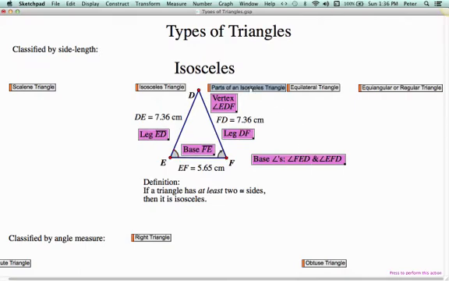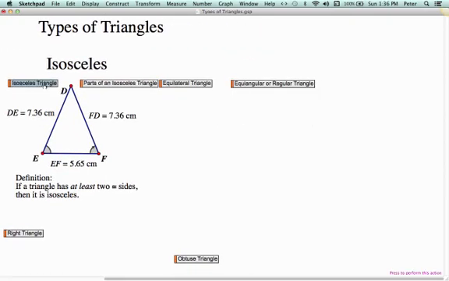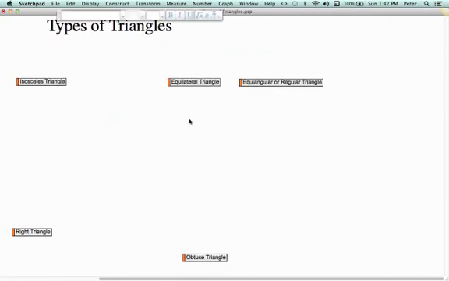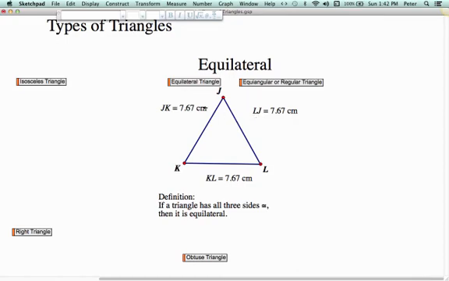All right, let's move on then to the last triangle when we classify by side length, being the equilateral triangle. Now, the equilateral triangle has, as the name suggests, three congruent sides. No matter how we manipulate an equilateral triangle, all the side lengths will remain the same. That's what makes it an equilateral triangle.